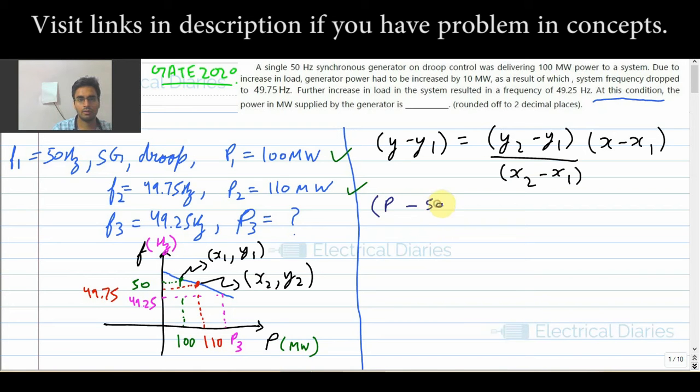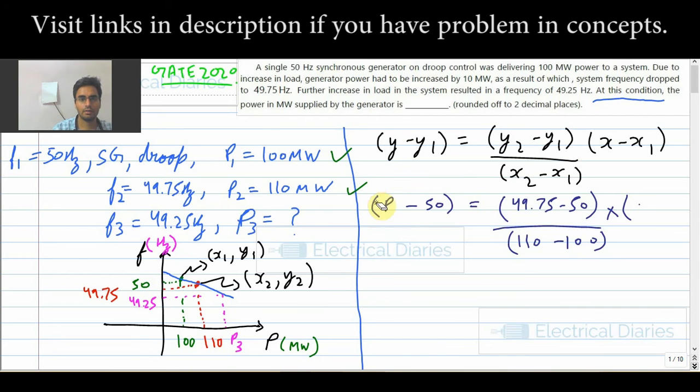So you will get y, that is f, minus y1, which is 50, equals your slope: y2 is 49.75 minus 50, divided by x2 which is 110 minus 100, into x minus x1. Here y is frequency. On the y-axis it is frequency and on the x-axis it is power. So P minus x1, which is 100.